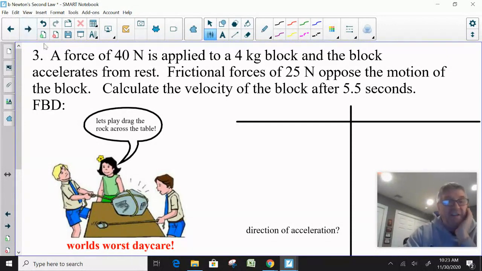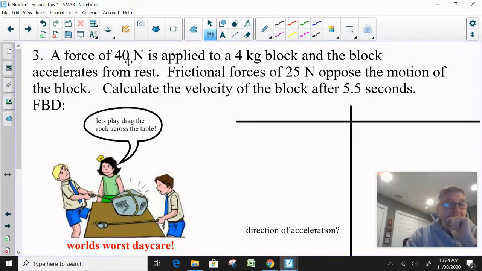This is one of my favorite slides. I found this on Google Images, and I don't know what context this is, but it's kids tying ropes on rocks and dragging them. I really don't understand what this would be used for, but there's a little girl saying, let's play drag the rock across the table. It's the world's worst daycare.